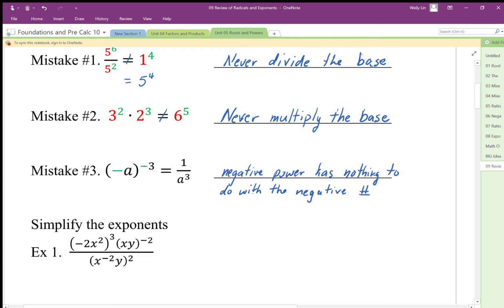Okay, this is divide. That really means divide. Okay, so this is not true. What does work is, so this is equal to 1 over negative a, all in brackets, cubed. That's correct.